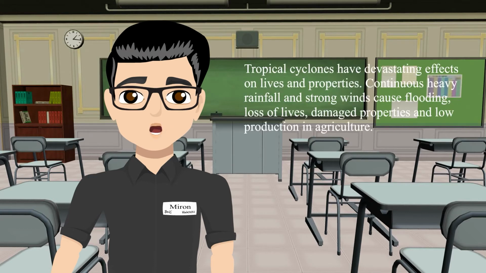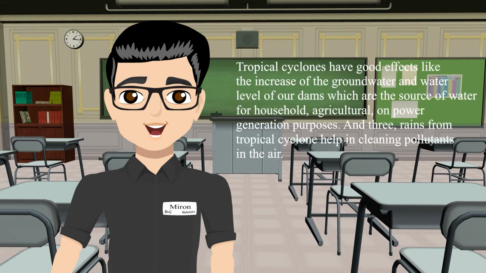Tropical cyclones have devastating effects on lives and properties. Continuous heavy rainfall and strong winds cause flooding, loss of life, damaged properties, and low production in agriculture. Tropical cyclones also have good effects, like the increase of groundwater and the water level of our dams, which are the source of water for household, agricultural, and power generation purposes. Rains from tropical cyclones also help in cleaning pollutants in the air.